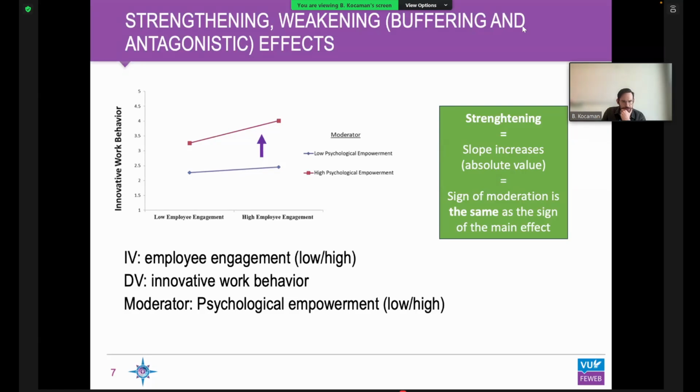Why is the DV not a dummy variable? Innovative work behavior, in this case, is measured on a scale. So I think this is ratio or probably interval. By main effect, you mean the relationship between IV and DV? Yes. When I say main effect, this corresponds to the relationship between IV and DV. We will see more about that in a couple of minutes.